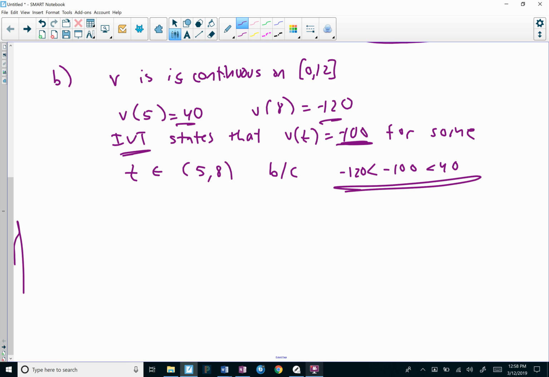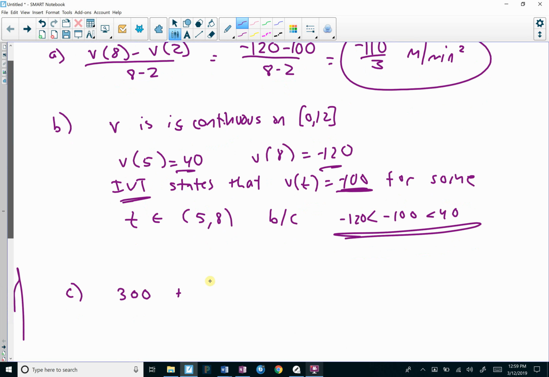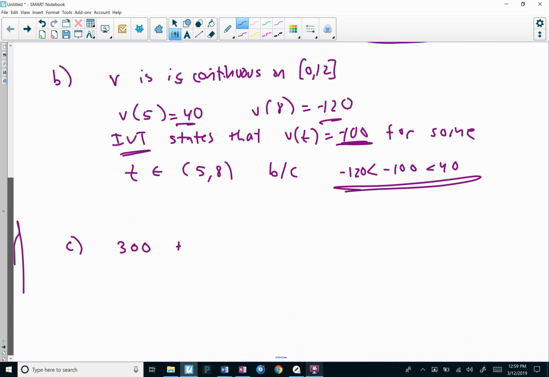Part C. So at t equals 2, you're already at 300. And they want an integral for the position of train A. So you already started at 300. Okay, then you have to add, well, if you've got the velocity in your problem, the antiderivative, which is an integral, is your position. So we want the position from 2 to 12, because that's when we're starting at time t equals 2, of v of t dt. And boom, you got a point for that.